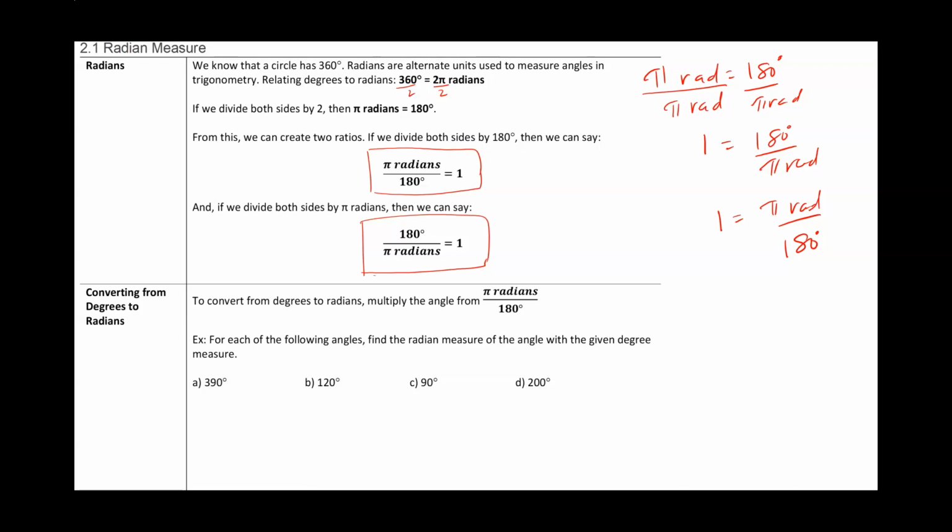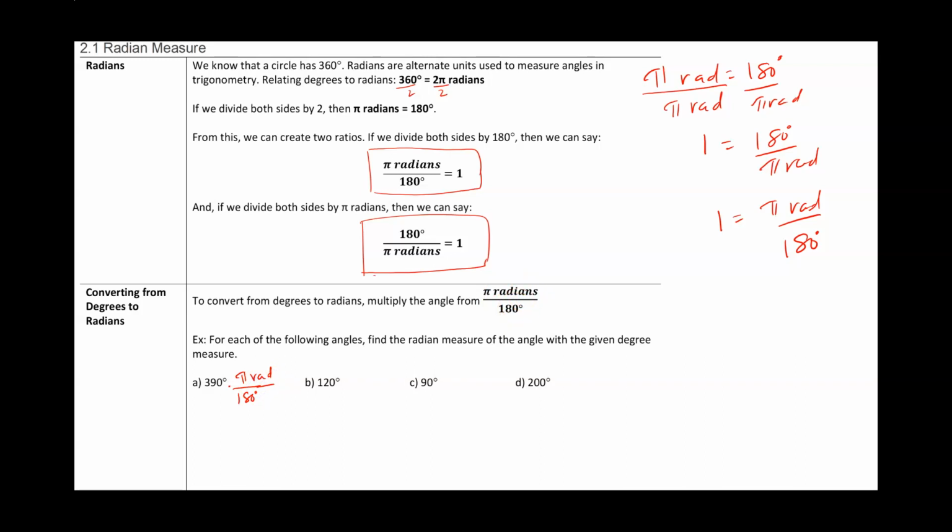Part A, we have 390 degrees, and our task is going to be to convert this into radians, because right now it's in degree form. Okay, so if I take 390 degrees and I want the degrees to cancel out, the 180 degrees is going to go on the denominator, and I want my answer to be in radians, so the pi radians will be on the numerator. Okay, multiplying by pi radians over 180 degrees.